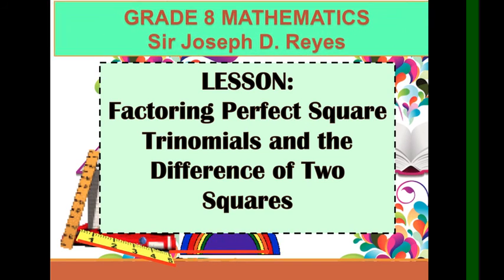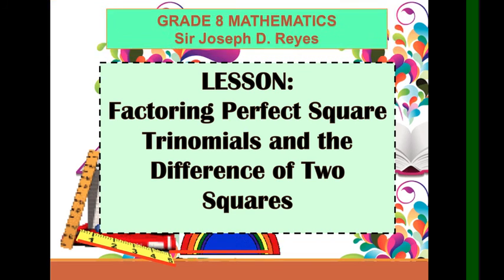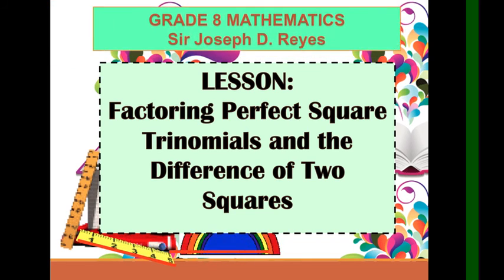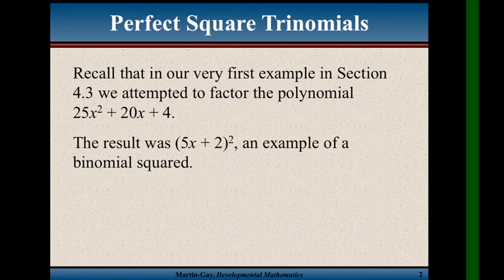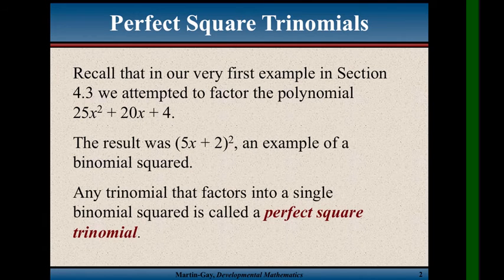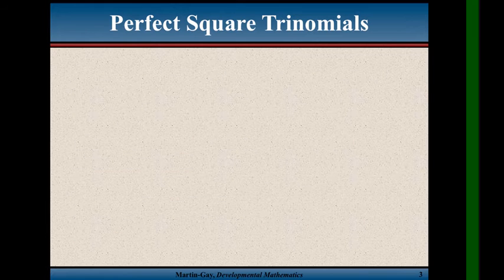Good day everyone, our topic for today is all about factoring perfect square trinomials and the difference of two squares. Perfect square trinomials. Recall that in our very first example in section 4.3 or our previous exam video, we attempted to factor the polynomial 25x squared plus 20x plus 4 and the result was (5x plus 2) raised to 2, an example of a binomial squared. Any trinomial that factors into a single binomial squared is called a perfect square trinomial.